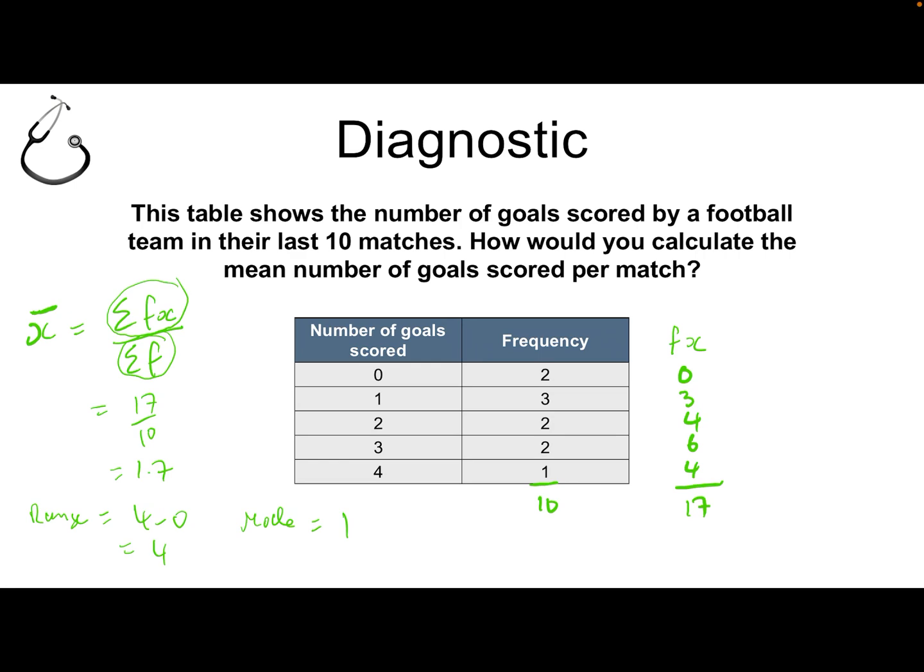The median, let's do cumulative frequency. It's 2, 5, 7, 9, 10. We're looking for the 5th and 6th numbers. Do you notice actually here the 5th number is 1, but the 6th number is 2. So actually the median will be halfway between 1 and 2, so it'll be 1.5. Median is 1.5. Okay? Hope that makes sense. If you're not sure about how I found the median, it's the only one that's slightly difficult. If you're not sure, just ask. Okay?